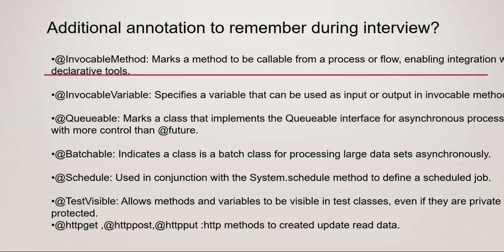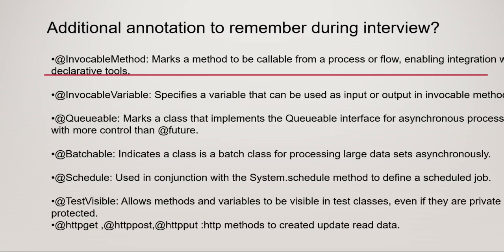Batchable indicates it's a batch class. @schedule is used in conjunction with System.schedule. We will look at this in detail in batch Apex, but these are the definitions of your annotations. And @TestVisible allows methods to be visible in test classes even if they are private. If you want certain methods to be visible in the test classes, you can give @TestVisible.